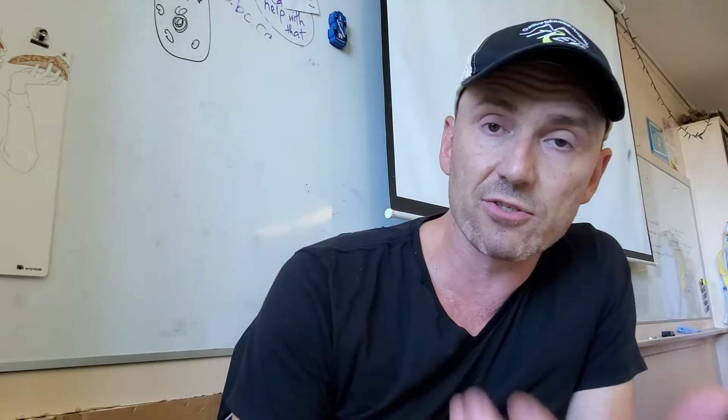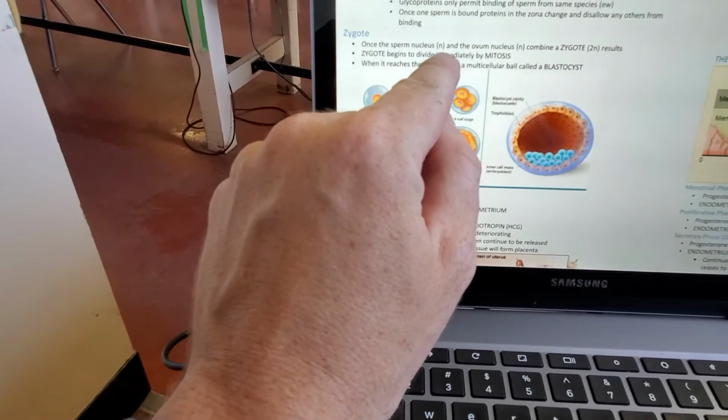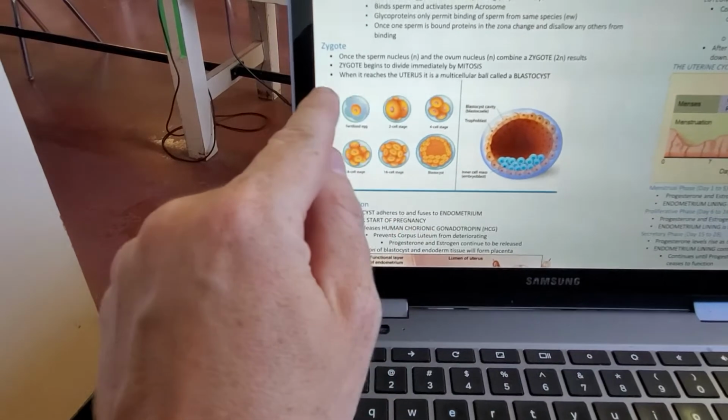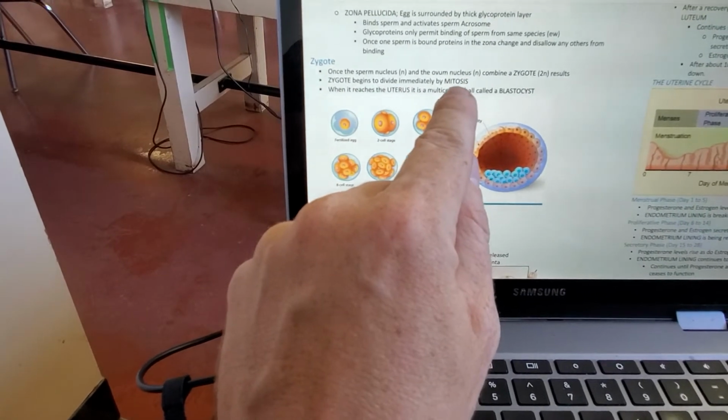And what happens is immediately that zygote starts to divide. Fertilized egg, zygote starts to divide. So there's the zygote. Once the sperm nucleus, haploid, and ovum nucleus, haploid, combined, zygote, diploid, 46 chromosomes. The zygote begins to divide immediately by mitosis.